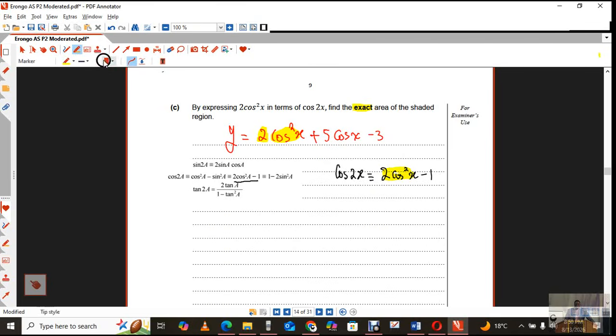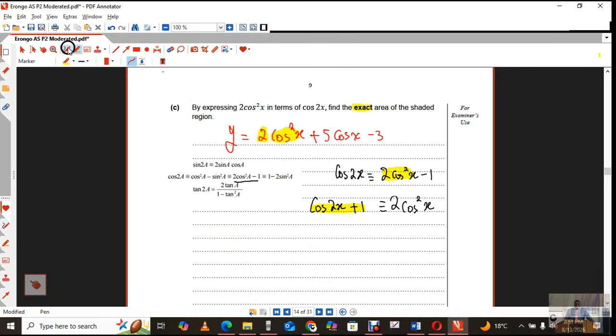I need to get rid of that negative 1. So at the end of the day, the 2 cos square x is identical to the double angle of 2 cos plus 1. So where I have this, I'm going to replace it with this. That's what I do. Okay?